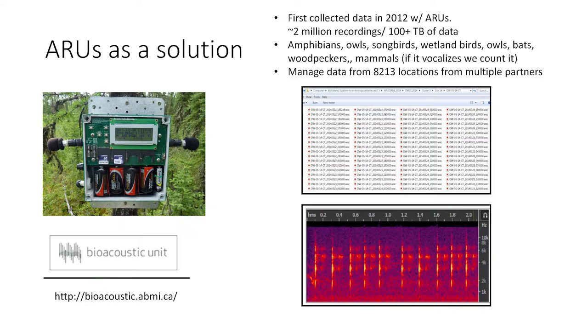So we have work on owls, bats, woodpeckers, and we're doing some work even on canids and deer vocalizations in the fall. We manage data from multiple partners in our system, which I'll talk a little bit more about, but we have 8,200 locations already. Glenn, for example, has some data from around Camrose. Rather than develop his own data management system, he just uses ours. It's all password protected. He can get his own data. Nobody else can see it without his permission. And it provides a great place to put it all.